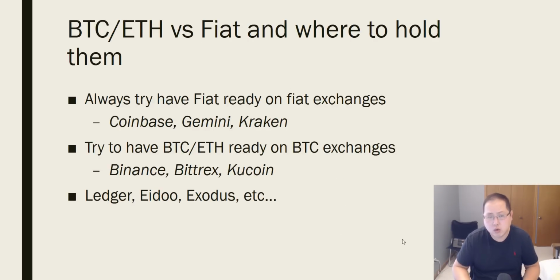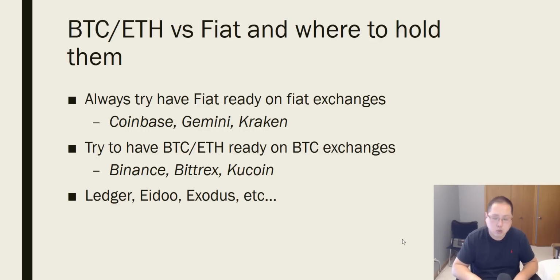BTC/ETH versus fiat and where to hold them. Okay, so there are 2 types of exchanges. You guys all know this, right? You either have the fiat exchanges, which are like Coinbase, Gemini, Kraken, and there are probably a few others that people use. And then you've got the BTC exchanges, like Binance, Bittrex, KuCoin, and so forth. My recommendation is you always want to have some fiat ready on those exchanges.